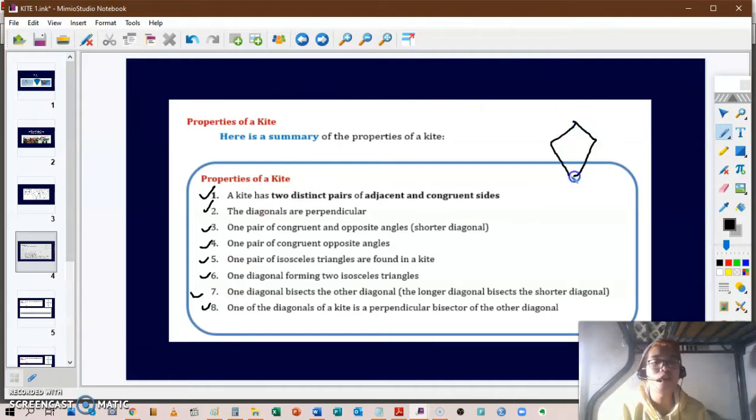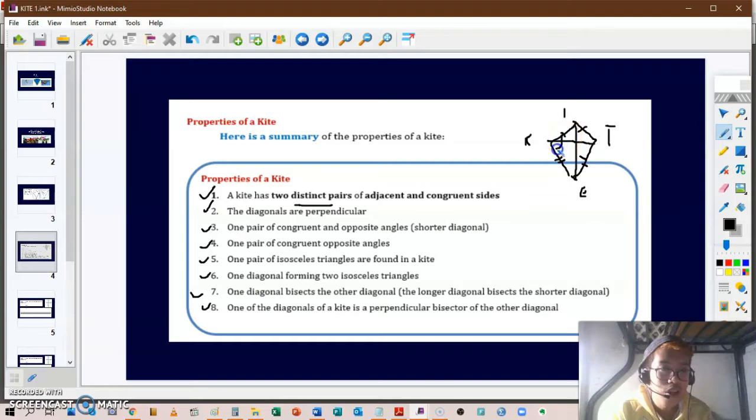For the convex kites, it has two distinct pairs of adjacent and congruent sides. Let's say, for example, we have here kite KITE. We can say that KI is congruent to IT, and KE is congruent to ET. And the diagonals of the kite are perpendicular, so IG is perpendicular to KT, and it has one pair of congruent opposite angles.